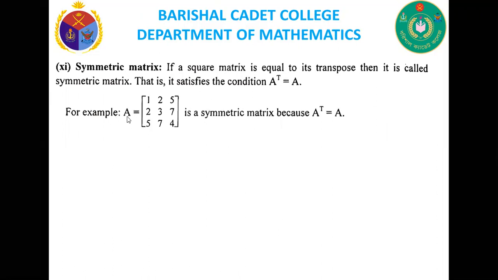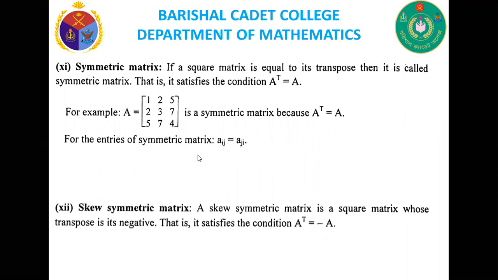Here you can see A equal to 1, 2, 5, 2, 3, 7 and 5, 7, 4. If you transpose this one, then easily you can get 1, 2, 5, 2, 3, 7 and 5, 7, 4. So it is a symmetric matrix. For the entries of a symmetric matrix, we can see that Aij, I is the number of row, J is the number of column. Here J is the number of rows and I is the number of column.